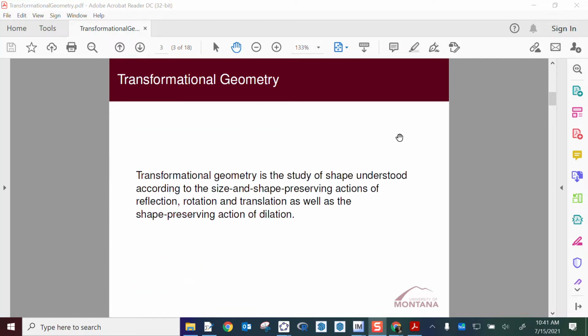So what is transformational geometry? It's just the study of shape understood according to the size and shape preserving actions of reflection, rotation, and translation, as well as the shape preserving action of dilation. These are the things that we teach our students in K-12 mathematics. It's the idea that shapes sometimes move, and we want to have a way to account for that in mathematics.